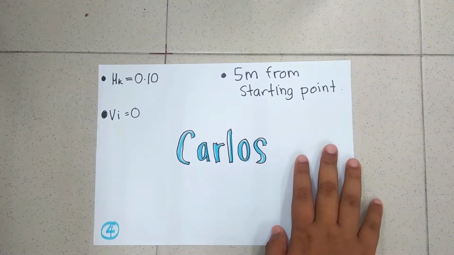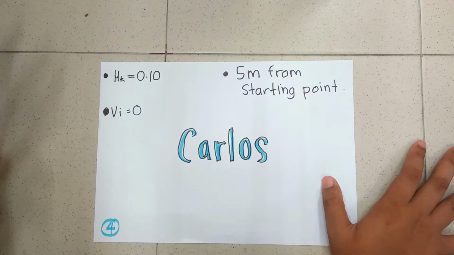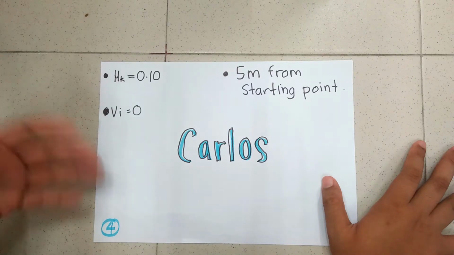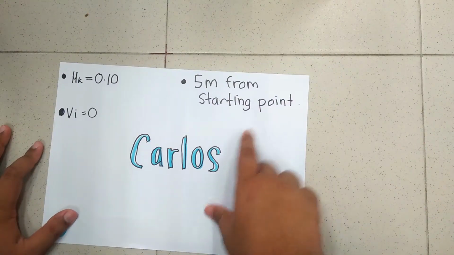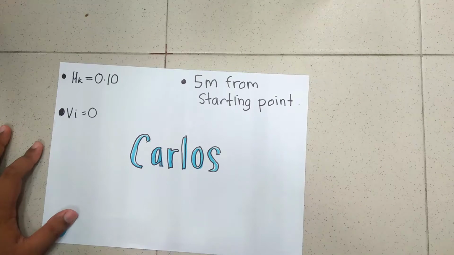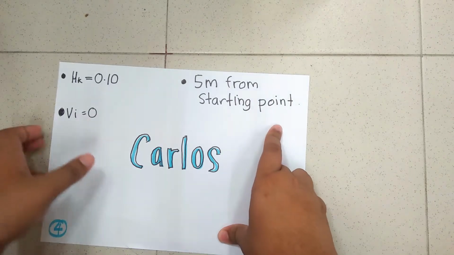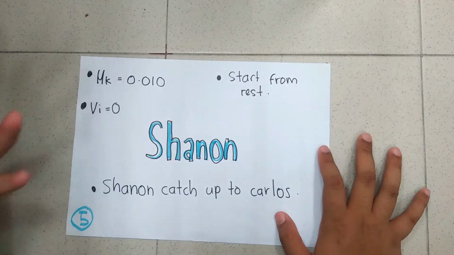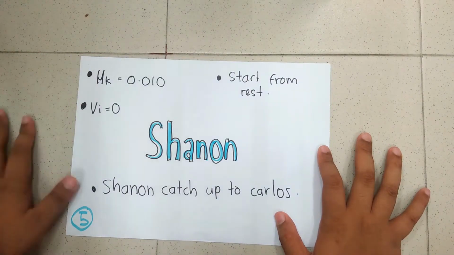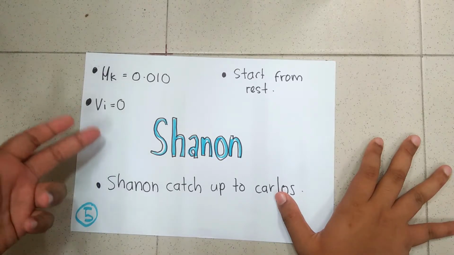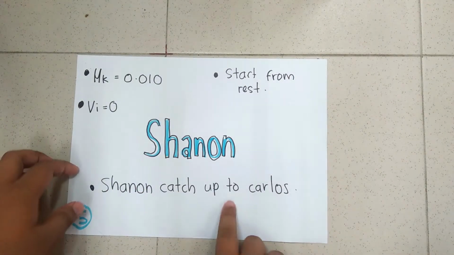From the question we have retrieved the information for Carlos. Carlos has coefficient of friction 0.1 and initial velocity at the starting point was 0 because Carlos starts from rest. At 5 meters from the starting point, it has another velocity, which we need to find. We have also retrieved the information for Shannon. Coefficient of friction of Shannon is 0.01. Initial velocity for Shannon is 0 because it starts from rest. We need to find what distance Shannon can catch up to Carlos.